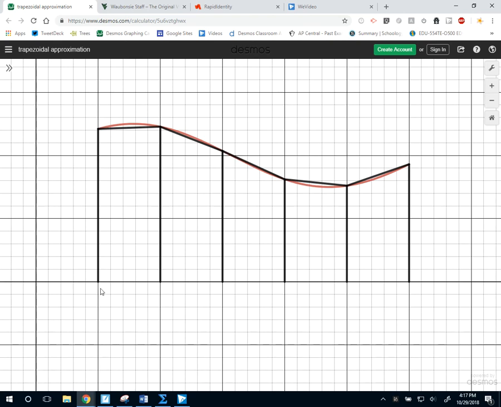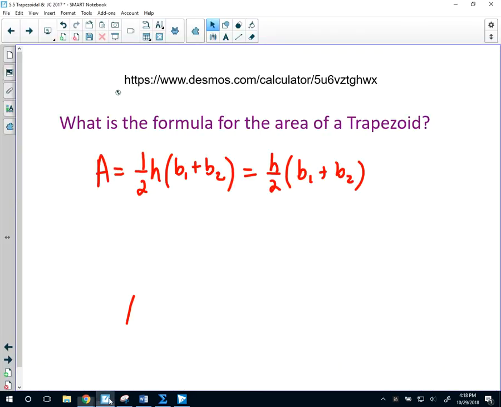They're drawn by connecting, this would be your left bound, this would be your right bound, and connecting all of the heights at each of your little subinterval distances. So your first base would be the length of this vertical line, and your second base would be the length of this vertical line. And then the height would be the distance between the two verticals. Base is here, another base is here, and the height is the distance between the two. Okay, so we're going to write a formula that will relate to that.